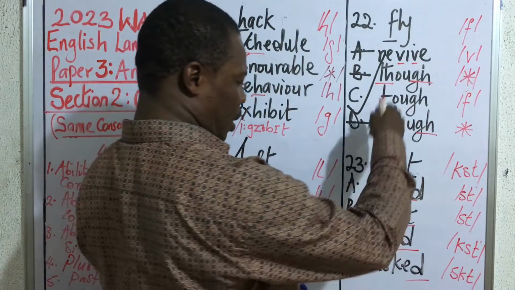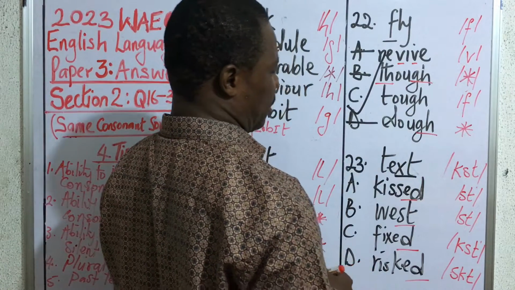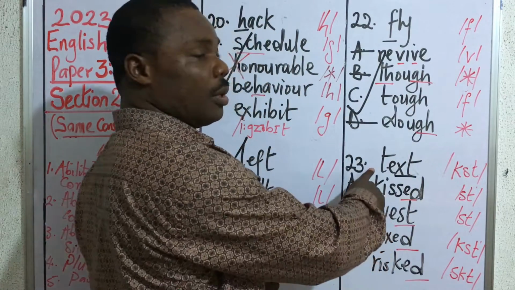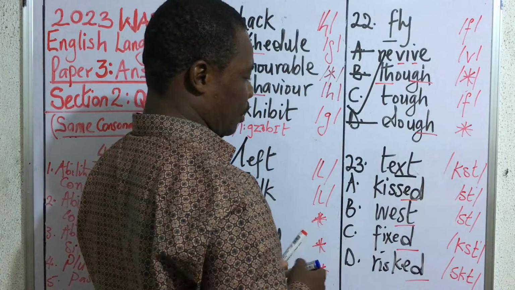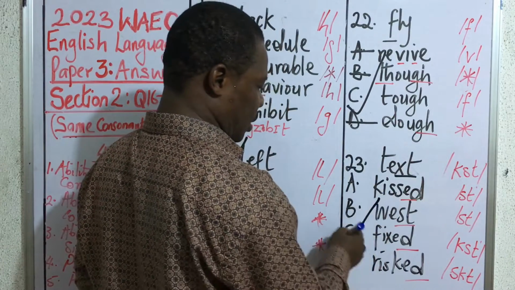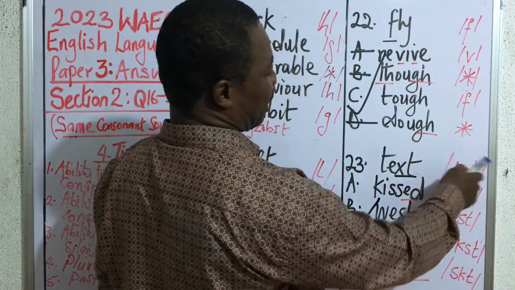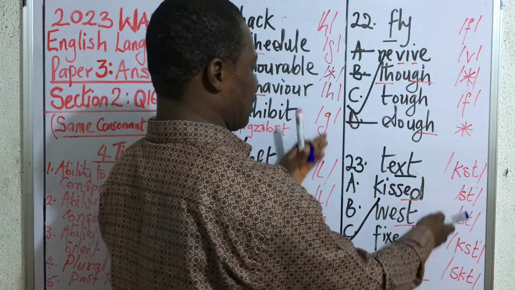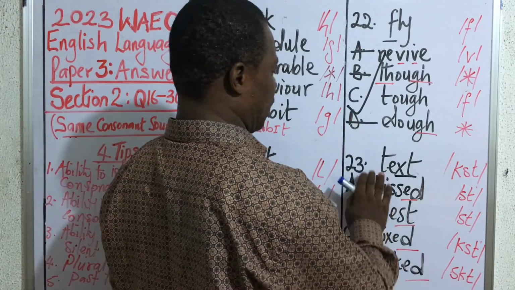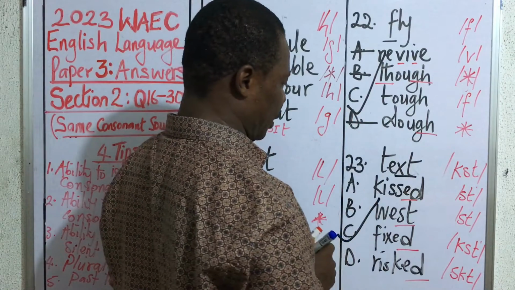So which word carries the correct cluster as the one we have in the question? The word is what? C, fixed. Not skitty, but kissed. So that is how to answer questions on cluster like we have in question 23.